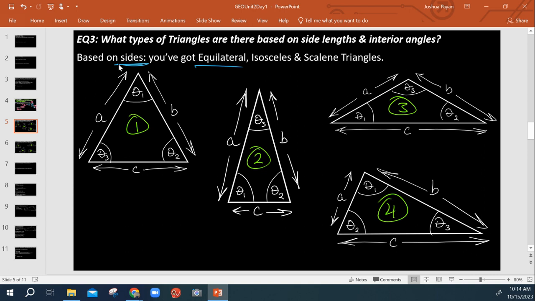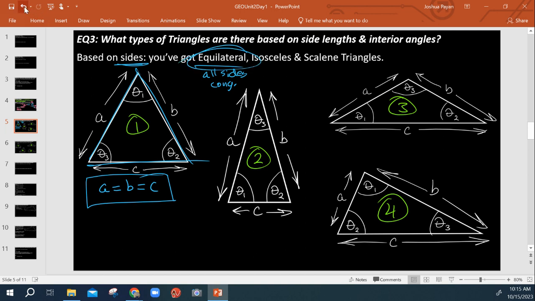So if a triangle is equilateral, this means all sides are congruent, right? So for example, triangle one here, if we said it was equilateral, that would mean A would have to be equal to B, would have to be equal to C. All three of these sides, A, B, and C would have to be equal in length for it to be considered equilateral.